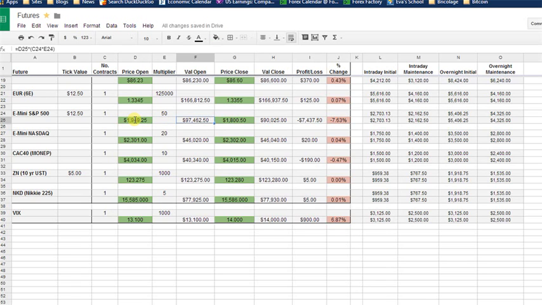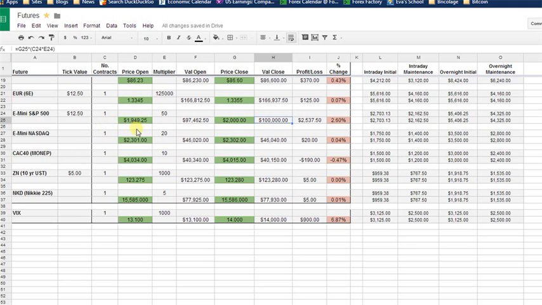So I'll take 1949.25 to get an idea. That'll show me the nominal value. It's that 1949 times 50 gives me 97,462.50 as the nominal value. If it goes to 2,000, which seems to be the resistance, as you can see, 2,000 times 50 is 100,000. The nominal value is 100,000. My profit from today to 2,000 would be 2,537.50, or 2.5% roughly.